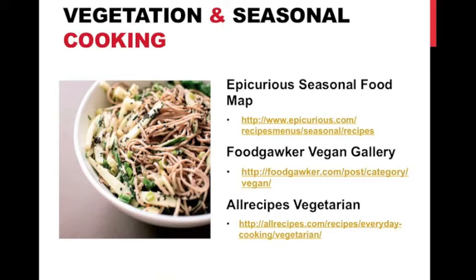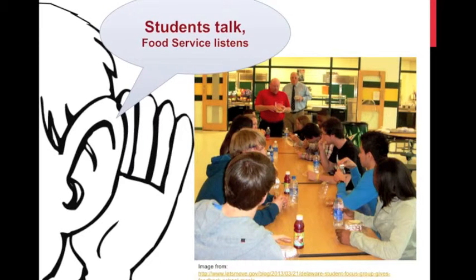While not designed specifically for food service, the Seasonal Food Guide at Epicurious, the Vegan Gallery on Foodgawker, and the Vegetarian Recipes on AllRecipes might spark some creative and tasty ideas. Some of the best vegetarian recipes come from students. Try having a vegan focus group to see how your dining hall is meeting their needs and to share ideas. After you make changes, track progress by looking at sales numbers and consider doing a follow-up survey.